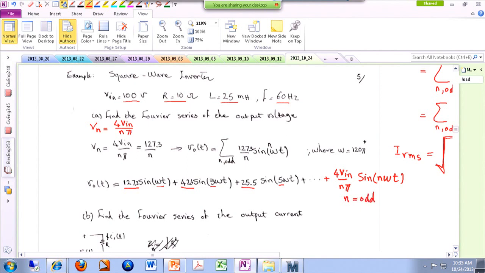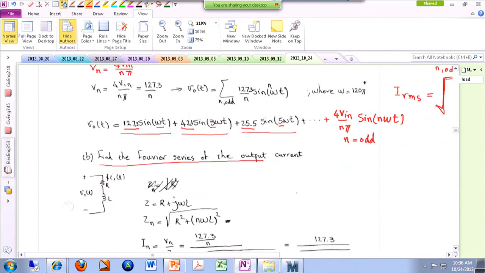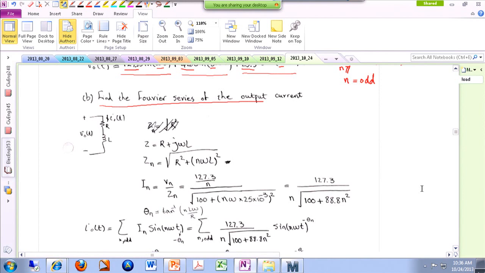Okay. And as you can see, as n grows, the amplitude of these harmonics is going down. It starts at 127, then goes down to 42, then goes to 25. So if you go to, for instance, harmonic number 25, it's almost basically zero, very, very small. Then we have been asked to find a Fourier series of the output current. So all I have to do is apply this term to my impedance, find the current, then apply this term, then apply this term, and all of the responses that I get, I have to in the end add them together.